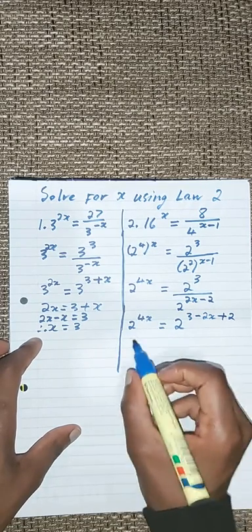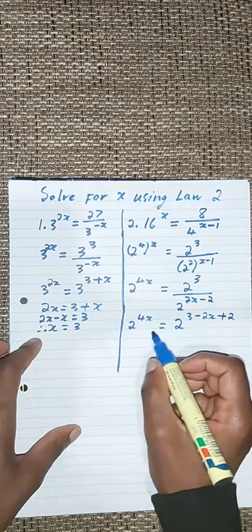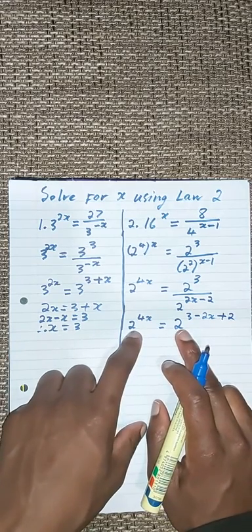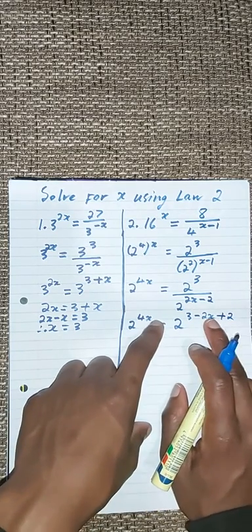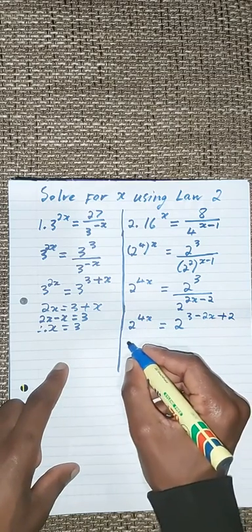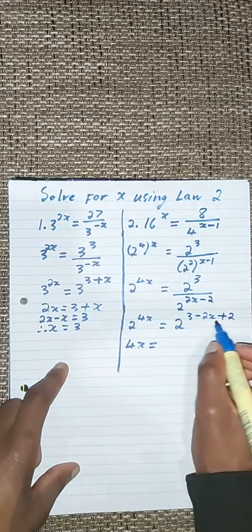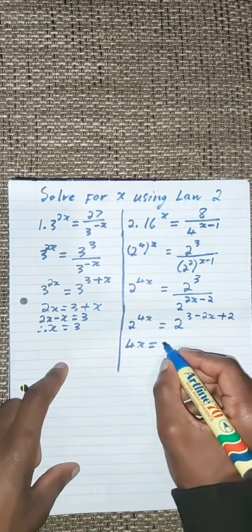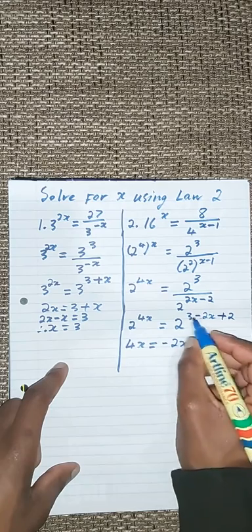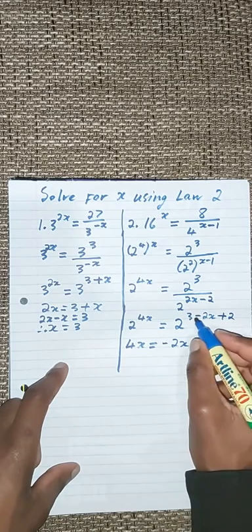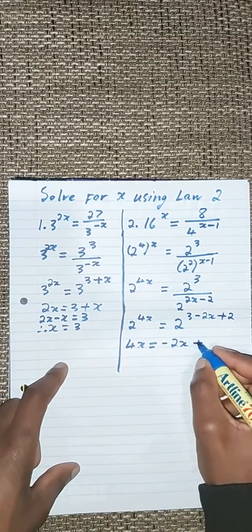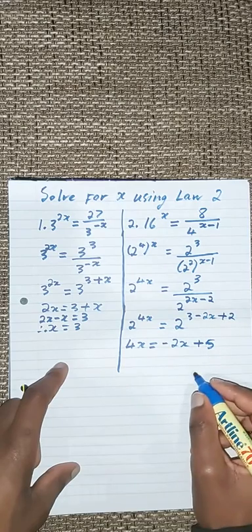When we proceed, because on either side of my equation I have two bases that are similar to one another, I will make the exponents equal to each other. So on the left I have 4x is equal to negative 2x, and then I'll add these two when I drop them down. 3 plus 2 is 5, right?